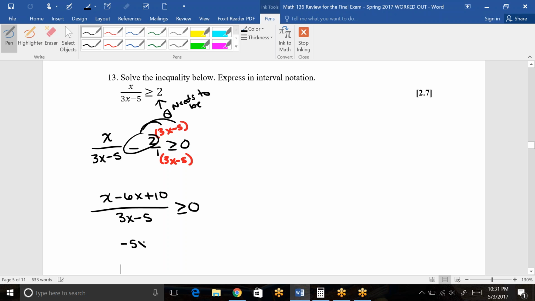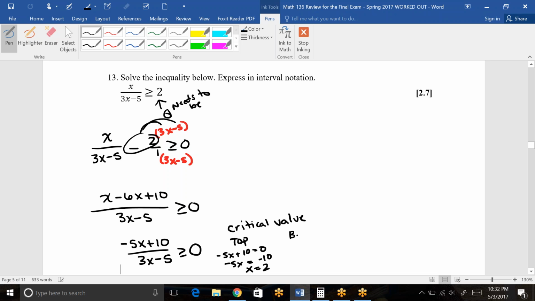Combine like terms on top. And this is now our simplified rational inequality, so that we have 0 on this side. You get 2 critical values out of this. The top critical value, you set negative 5x plus 10 equal to 0 to figure out that value. So we would subtract over 10 and then divide by negative 5, so we get 2. For the bottom value, we would set 3x minus 5 equal to 0.